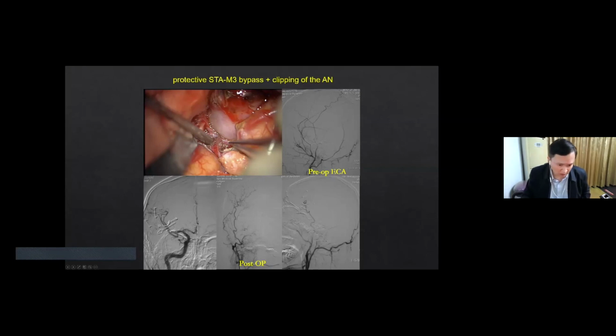So before the treatment of the direct clipping, I made the distal STA to M4 or M5 bypass. So this can give us more time to reconstruct the vessel cavities.